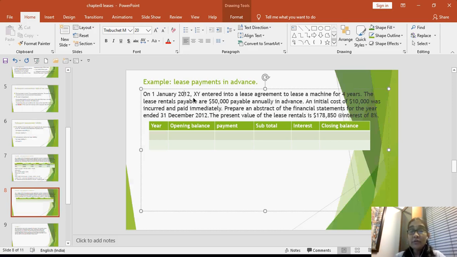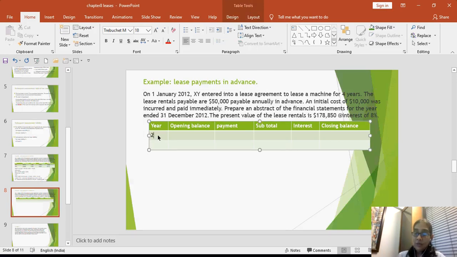Why are you going to pay it on 1st January 2012? Because the lease payments are to be paid in advance. Okay. So let's prepare this table. Start of the year 2012, you have an opening balance of 1,78,850. Immediately you're going to make a payment of 50,000. So you will have at the end of the year, the balance is going to be 1,28,850.